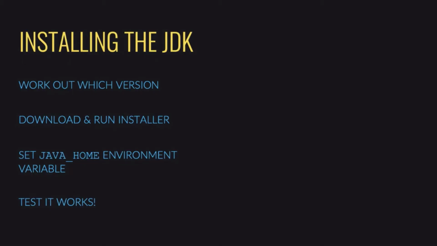And finally, of course, we need to test that it actually works. So first off, let's look at how we can work out which JDK version to install. I'm going to do this on a Windows machine for this particular demo, because that's probably the most popular operating system with people who are watching this course.